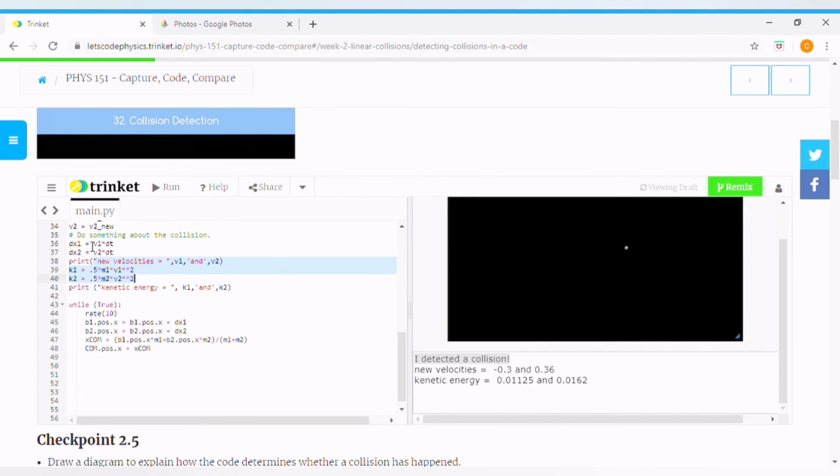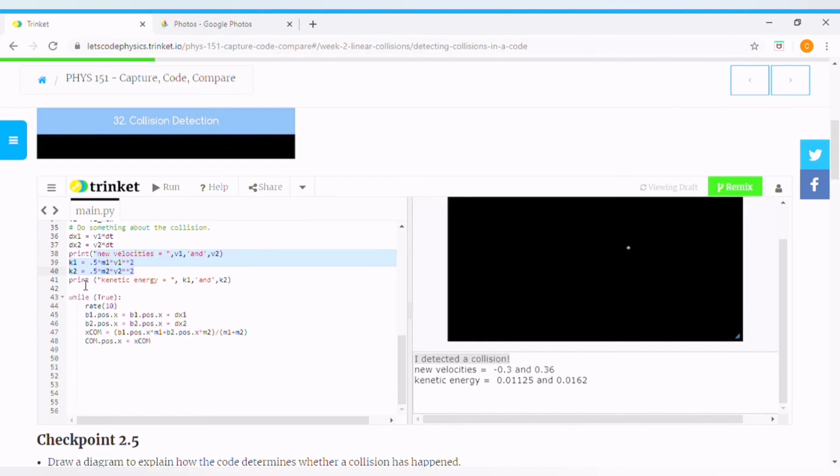And this is the formula for kinetic energy. Kinetic energy is 1/2 mass times velocity squared. And here it will print after the collision its new kinetic energy. So there you have it. Now you know a little bit more about momentum, collisions, and center of mass.